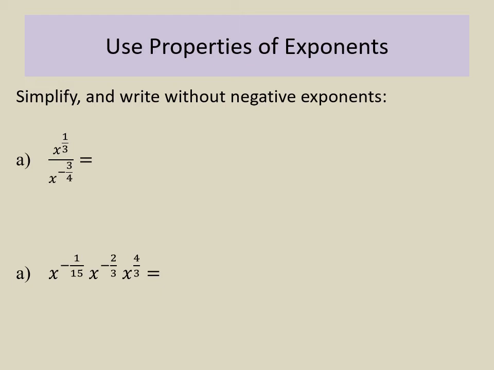The quotient rule says when you divide, you keep the base, which is x, and then what do you do with the exponents? Quotient rule says when you divide, you keep the base and you subtract the exponents. So you take the exponent for the numerator, which is 1/3, minus the exponent of the denominator. Now be careful here, the exponent in the denominator is already negative. So when you subtract it, it's going to be 1/3 minus this negative 3 over 4.